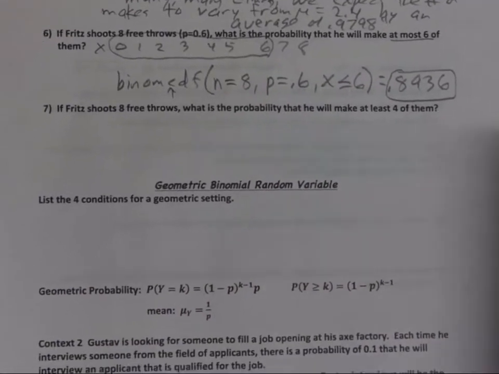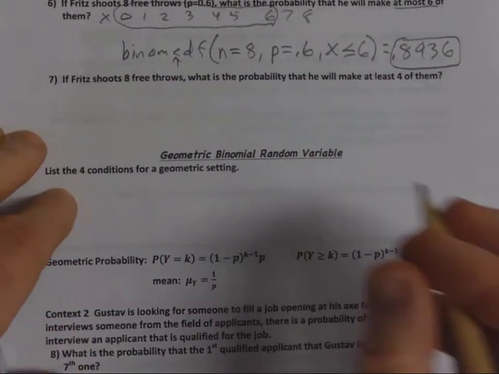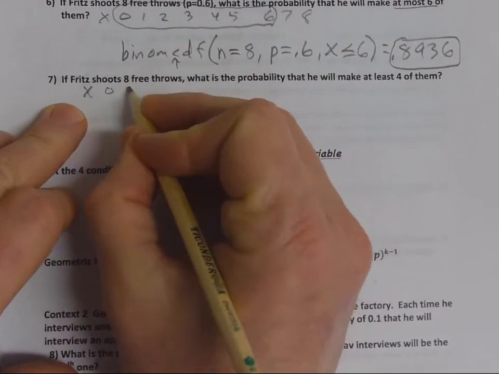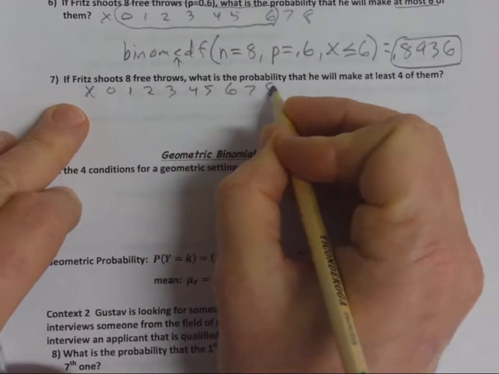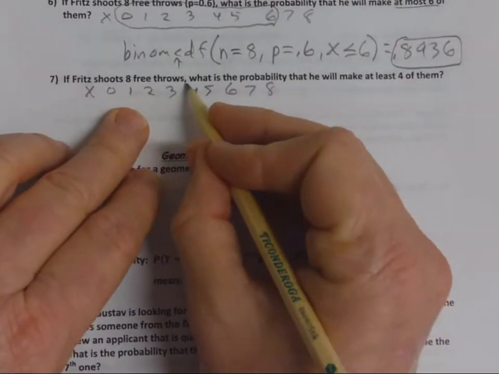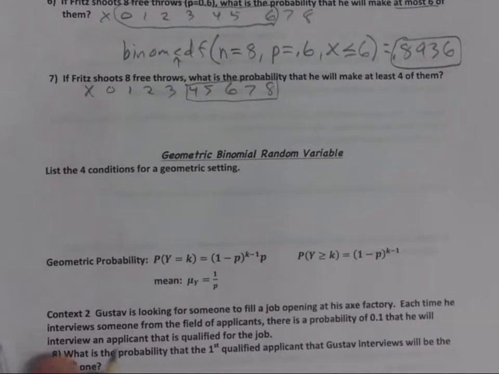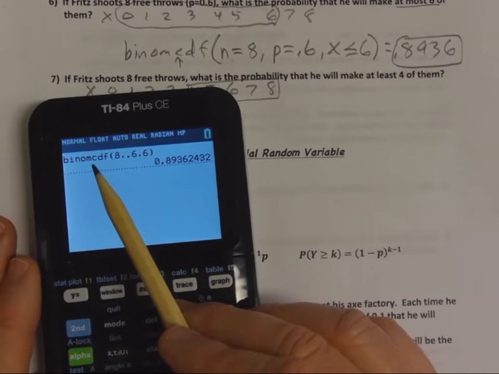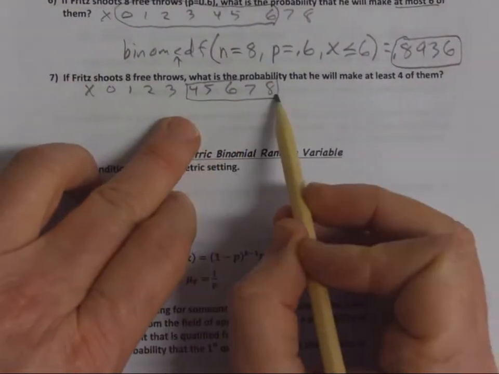If Fritz were to take 8 free throws, what's the probability he'll make at least 4? So let's think about what our possible values of x are here. It could be 0, 1, 2, 3, 4, 5, 6, 7, or 8. At least 4 includes 4. Now, the problem is our binomial CDF function is cumulative. It always tells us the probability of a certain value or below it. But we need the probability of 4 or above.